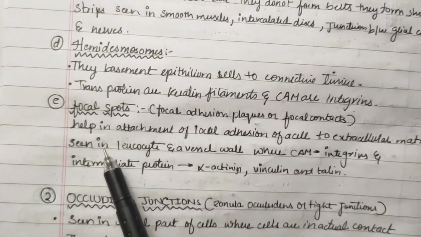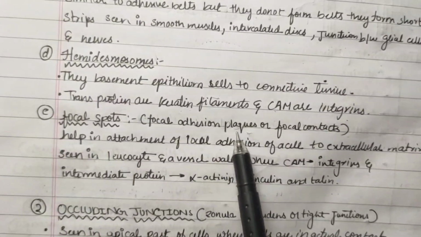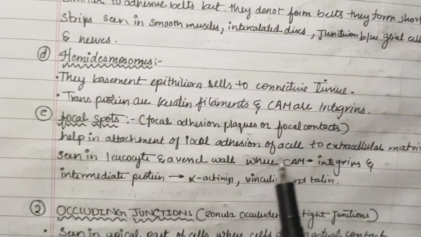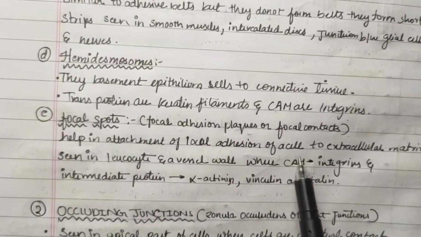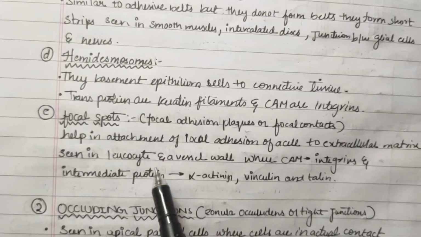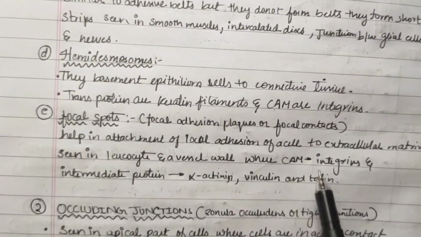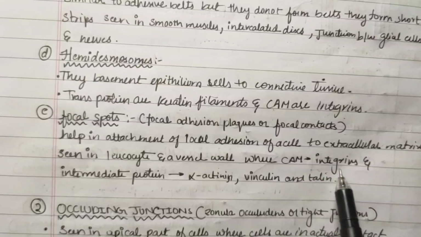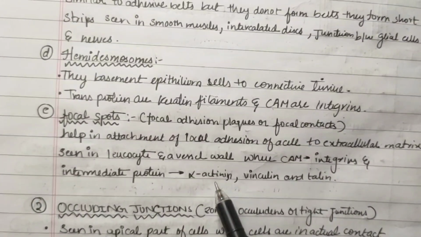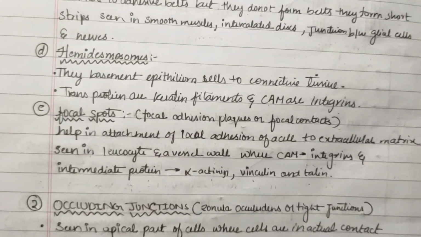Now focal spots. Focal adhesion plaques or focal contacts are known as focal spots. They help in the local adhesion of the cell to the extracellular matrix. They are seen in leukocytes or the vessel wall, where the CAM is integrins, which are calcium dependent, and the intermediate protein may be alpha-actinin, vinculin, or talin.